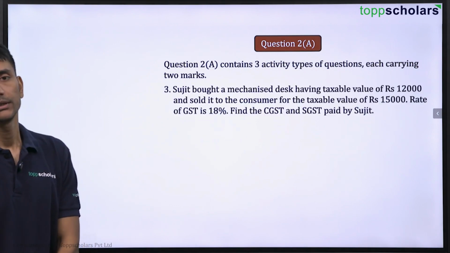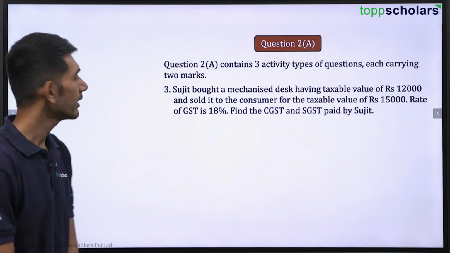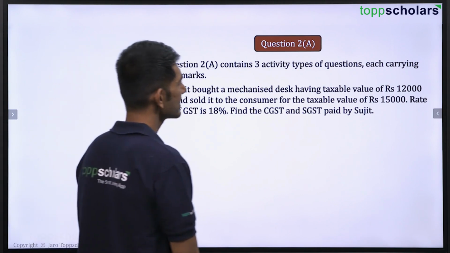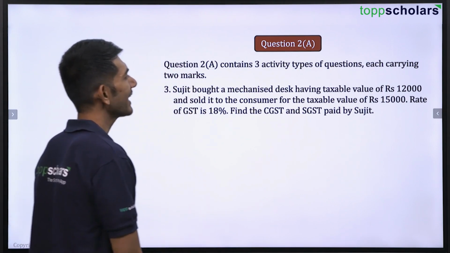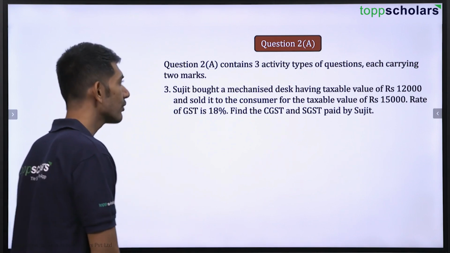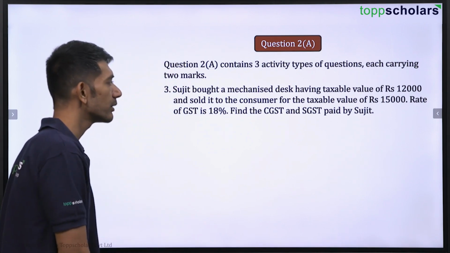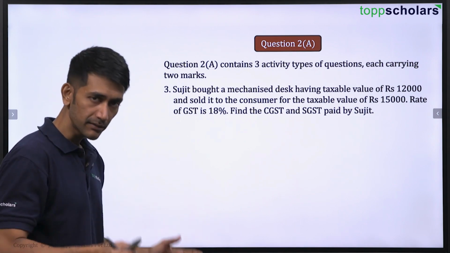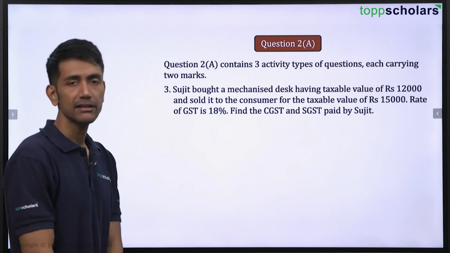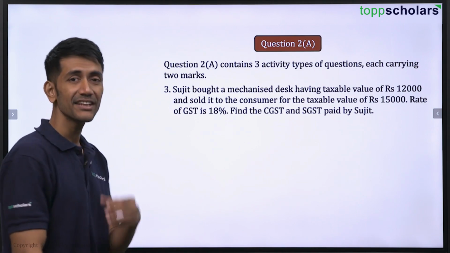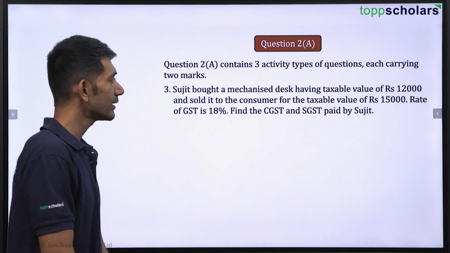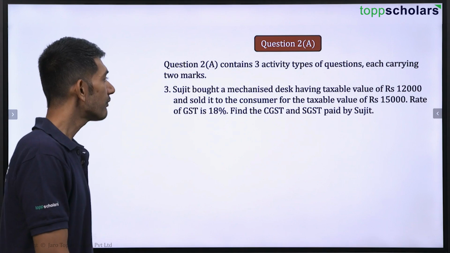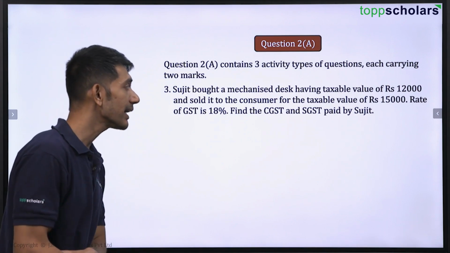So here is the third one. And the third one is based on financial planning. Let us see the question. Easy question again. So Sujit bought a mechanized desk having taxable value of rupees 12,000 and sold it to the consumer for the taxable value of 15,000. The rate of GST is 18%. Find the CGST and SGST paid by Sujit.